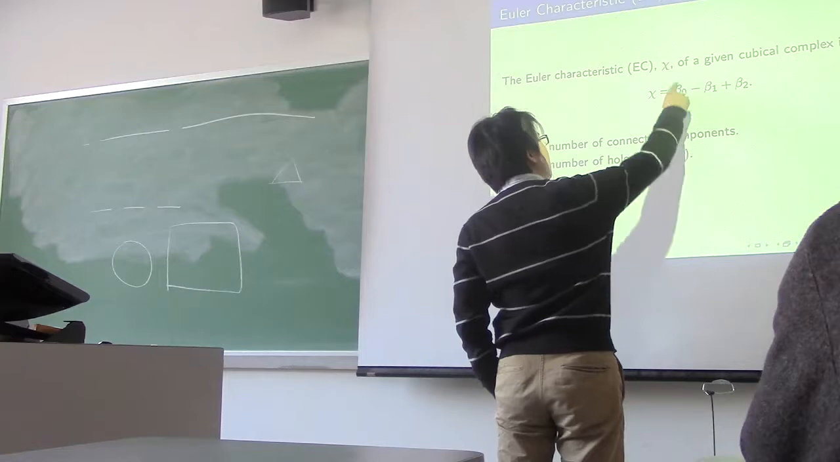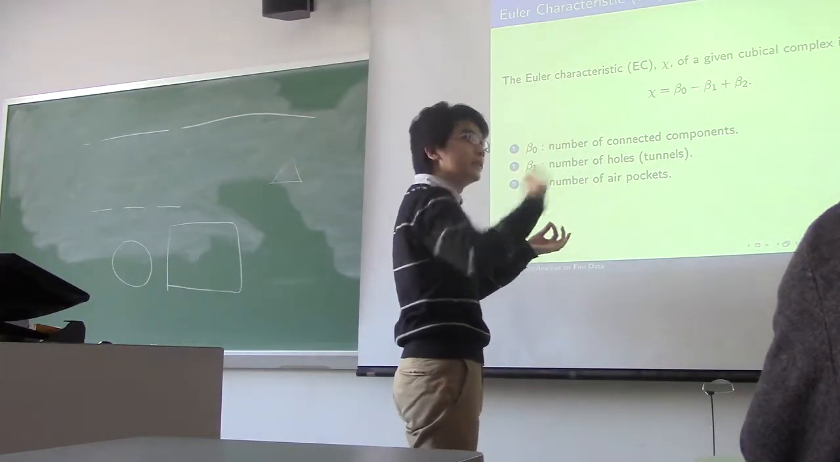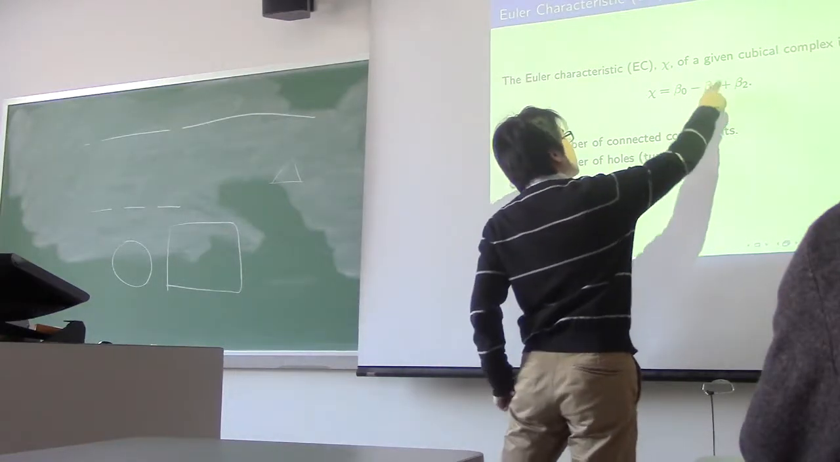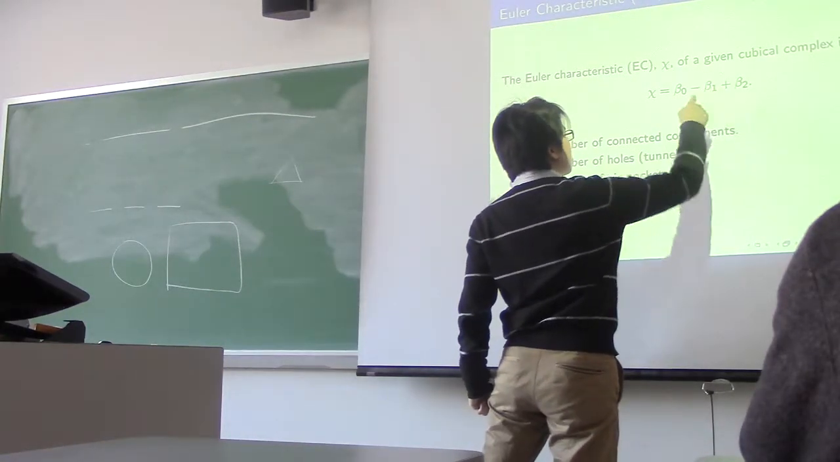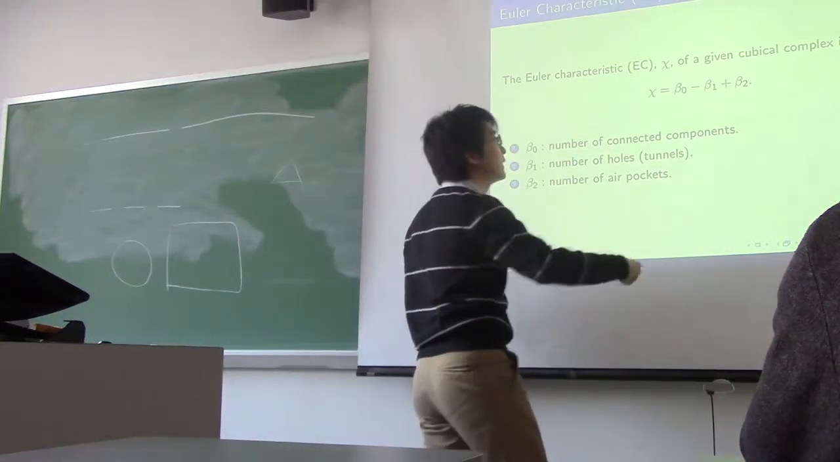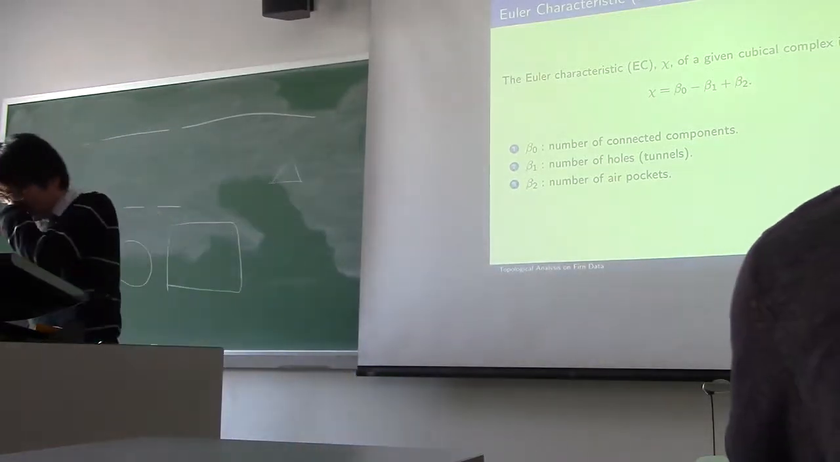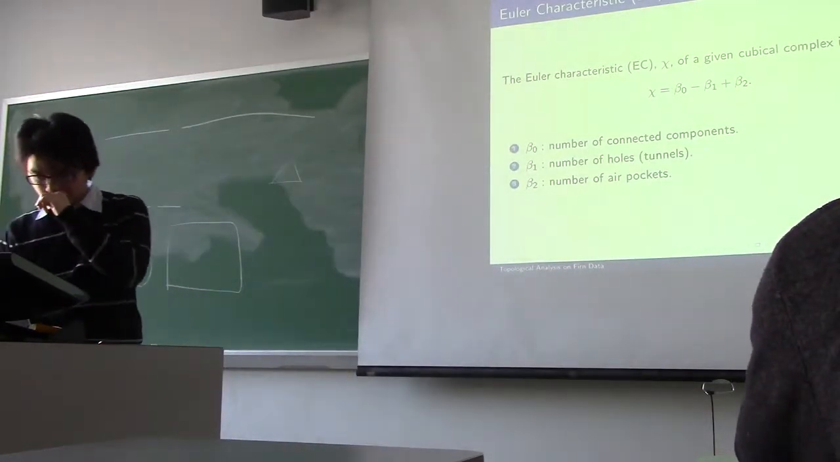This is the beta view of the connected components, edges, vertices, and this is the number of holes. And think about the edges, that's the line there, and that's the air pocket. Okay?